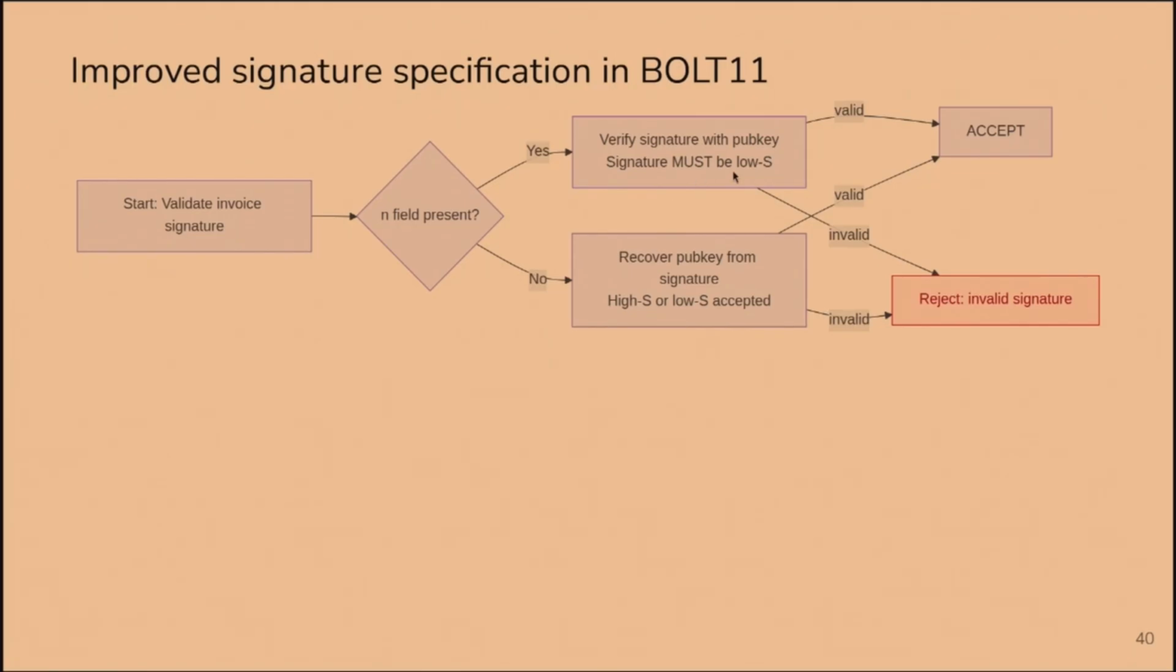By using the function verifying the signature, it basically requires a low S signature. But when the field is missing, we use another strategy, which is to recover the public key from the signature. So we use the message and the signature to recover the public key, and that basically verifies the signature, because we are getting the public key from the signature and the message data and the invoice data. So this one doesn't require the signature to be low S.